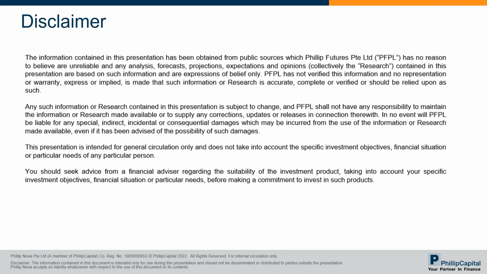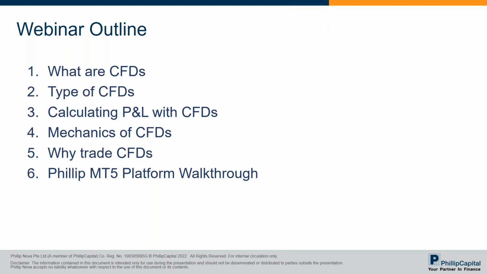If we are clear on that, we can move on to the webinar outline. For this session, we will be talking about what a CFD is to begin with. Moving on, we will go into the types of CFDs that we can trade. Thirdly, we'll see how to calculate P&L on a CFD transaction. Number 4, we will dive into some of the mechanics of CFD trading, followed by the reasons that people are trading CFDs, making it so popular. And finally, we will do an MT5 platform walkthrough.